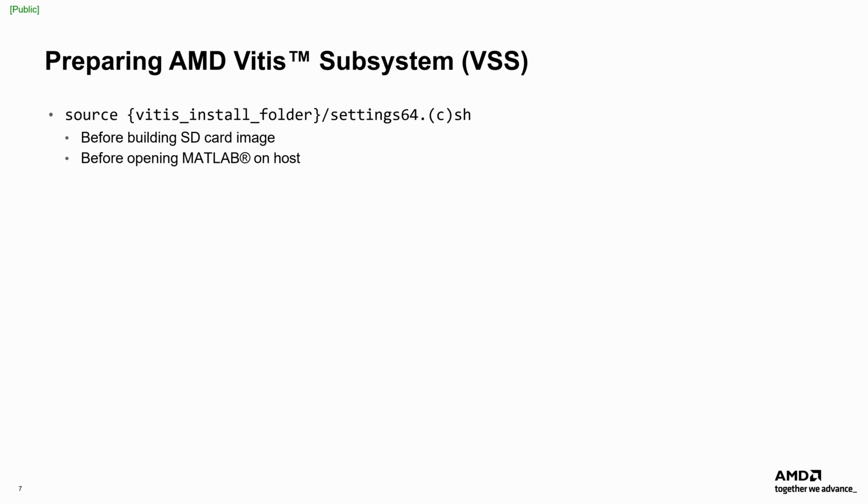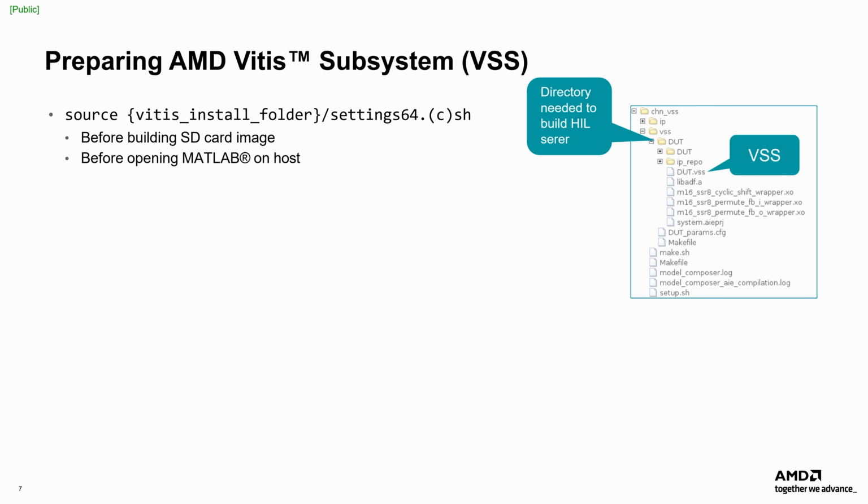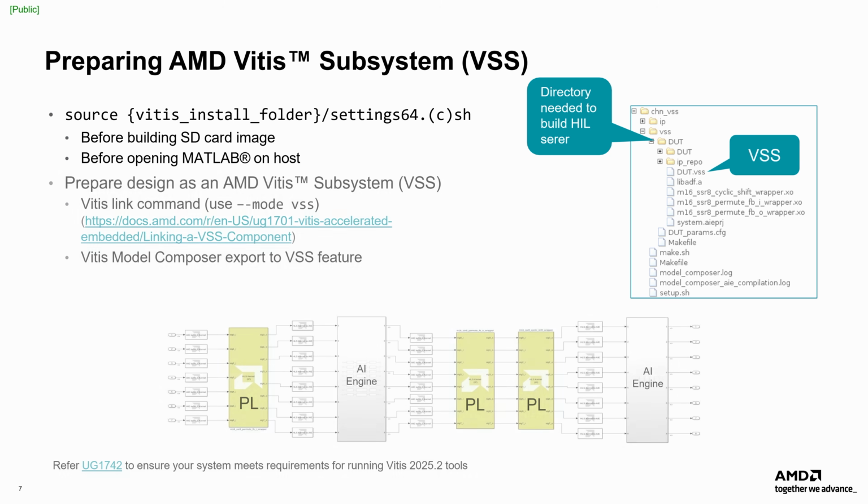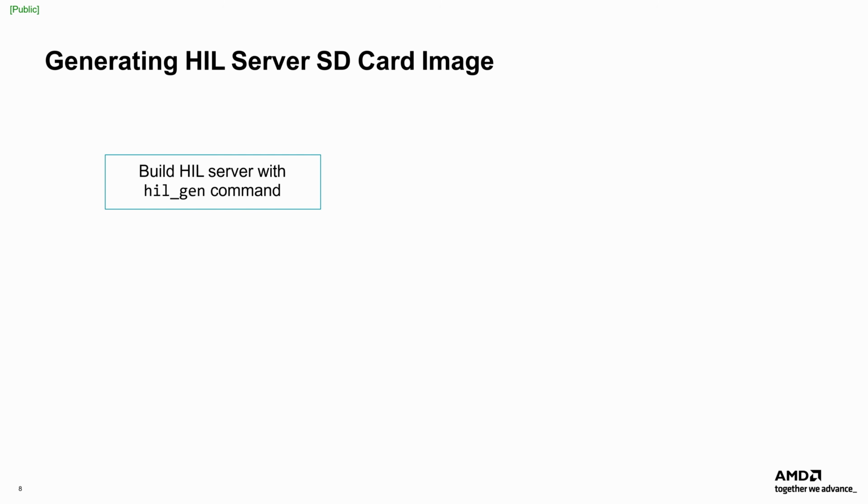The first step is to set up the AMD Vitis environment. This ensures that all the required tools, libraries, and dependencies are available before starting the process. Once the environment is ready, the next step is to generate a Vitis subsystem for the design. This subsystem forms the foundation for the HIL workflow and allows the design to be compiled and executed in the hardware validation setup. The generated subsystem is then used to build a bootable SD card image using the HIL_GIN command.